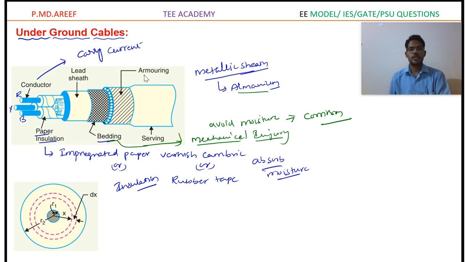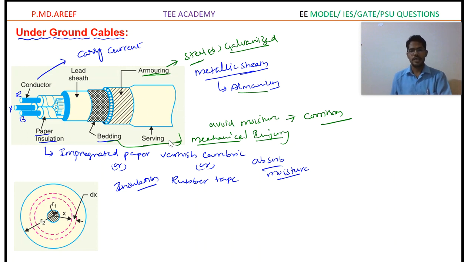Next one is armoring. Armoring is made up of steel, or we can also say galvanized steel. It is used to protect the bedding. When you are laying the cables under the ground, because of mechanical twisting and other pressure, the bedding may get damaged. To avoid this, we use steel or galvanized steel. It is used in some cables and not in others, depending upon the rating of the cable.